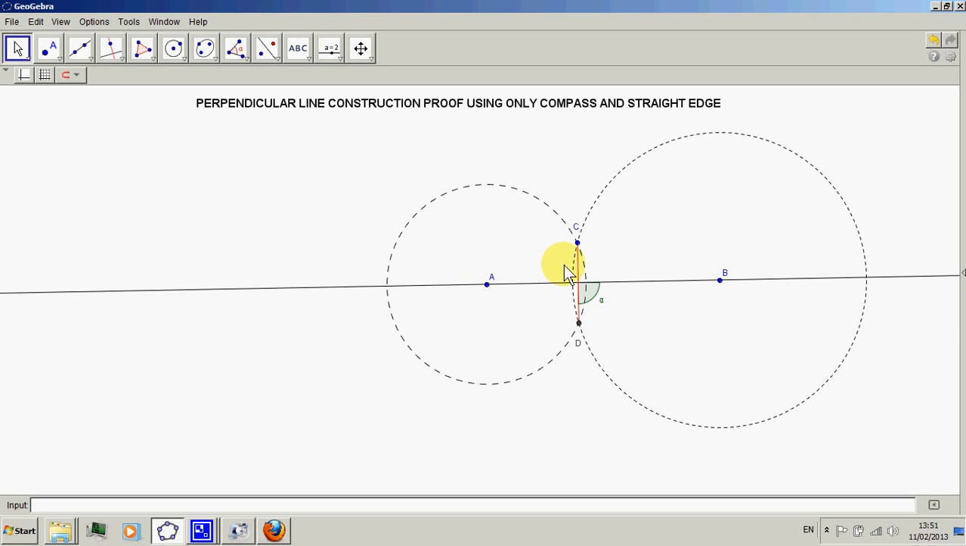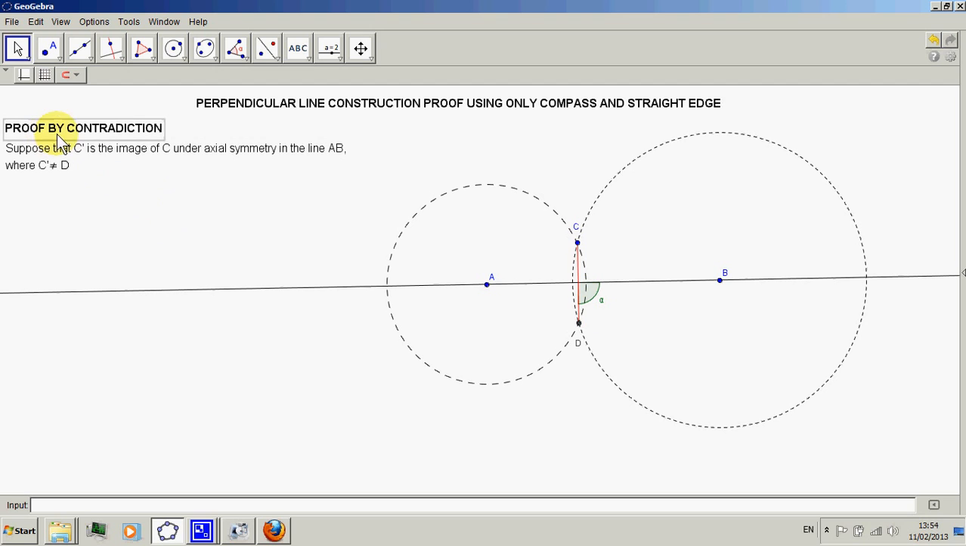In the last video I explained how to draw a perpendicular line from a point, C in this case, to a given line, AB in this case. We did it by drawing two circles, centered at A and centered at B. Now in this video I want to prove that the angle between CD and the line AB is 90 degrees, so it's called alpha here.